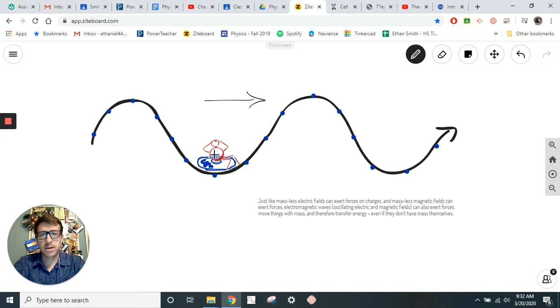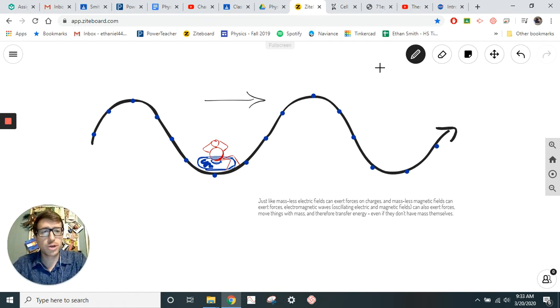So all of a sudden, even though each particle is only moving up and down, the wave has caused this person, because he can sit in this little spot here, to feel a force over a distance. It's caused them to move. It's transferred energy to them. So this wave is able to transfer energy. It's able to exert a force on a particle.